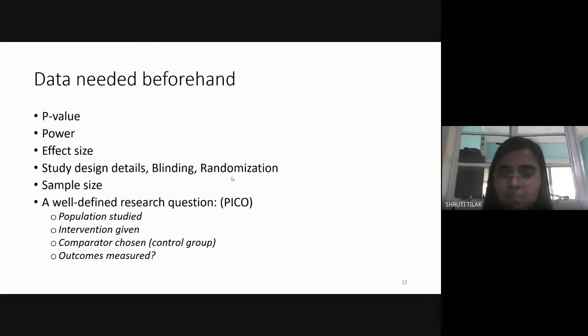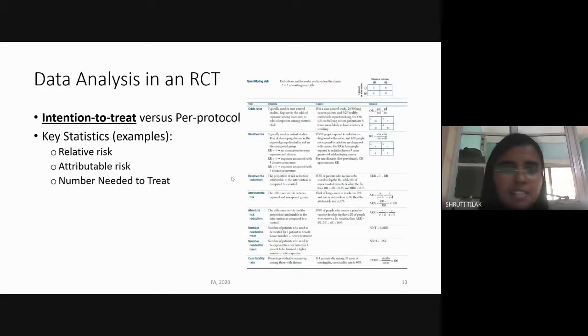PICO is a gentle recap. In any kind of study, RCT or not, you need to have a well-defined research question with good definitions for what population is being studied, what is the intervention that you are giving, what are your control groups and how are you defining them and assigning them, and what are the outcome measures. Extremely important. Now, data analysis, I will not go too much in detail about it. I just want to highlight a few things.